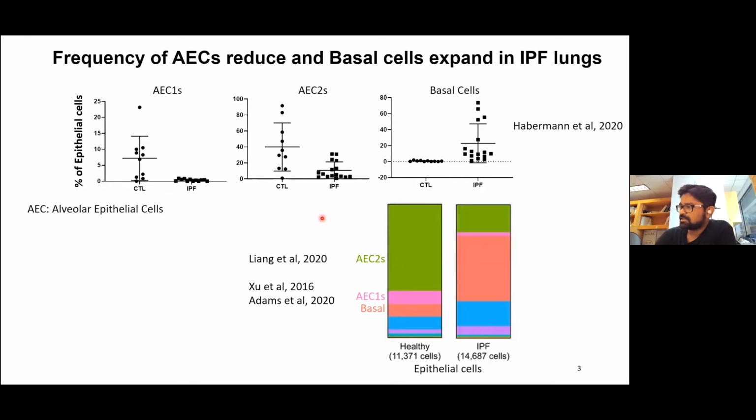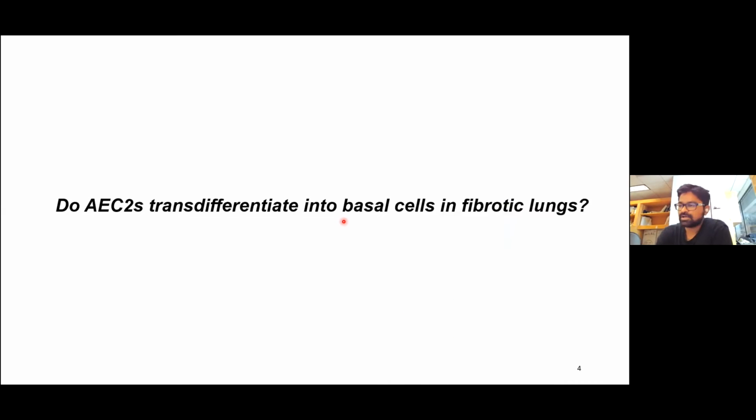And the correlated loss of type 2 cells and gain of basal cells is something that's been plaguing us in our lab at least. And we wanted to test a simple hypothesis: whether these type 2 cells lose their identity and then transdifferentiate into basal cells in these fibrotic lungs. To answer these questions, we employed a number of different techniques.